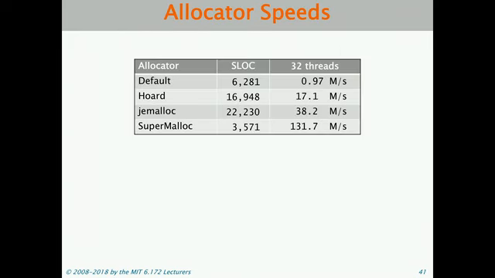Here are some allocator speeds for the allocators that we looked at for our particular benchmark. And for this particular benchmark, we can see that supermalloc actually does really well. It's more than 3 times faster than jemalloc, and jemalloc is more than twice as fast as Hoard. And then the default allocator, which uses a global heap, is pretty slow because it can't get good speedup. And all of these experiments are on 32 threads. I also have the lines of code. So we see that supermalloc actually has very few lines of code compared to the other allocators. So it's relatively simple.